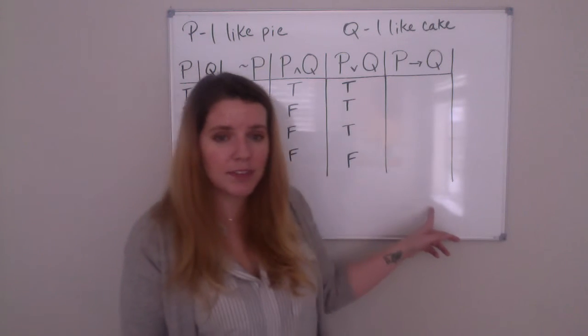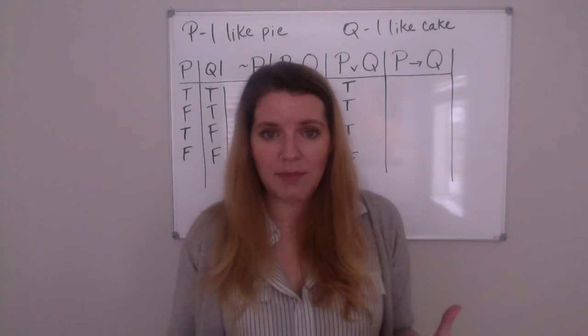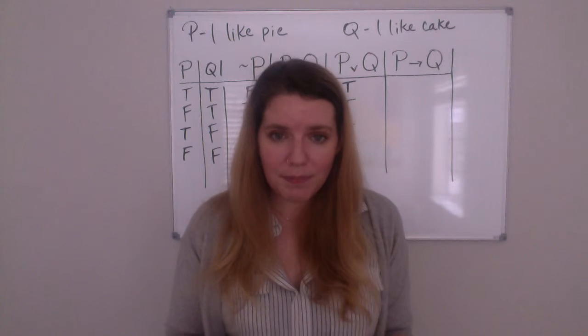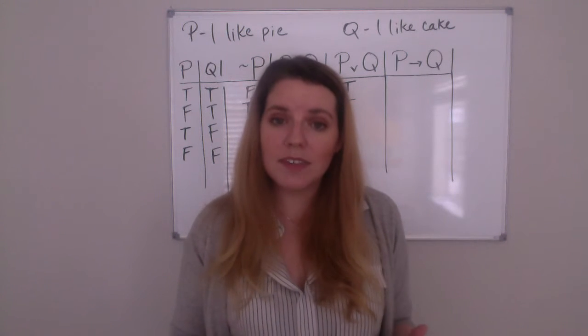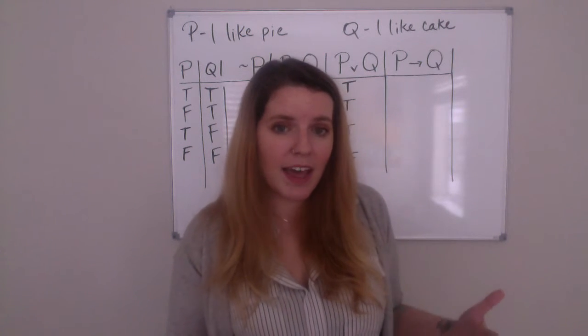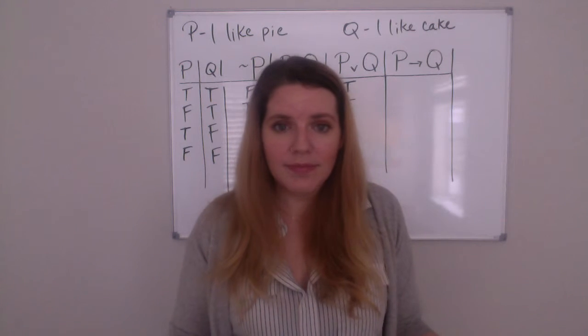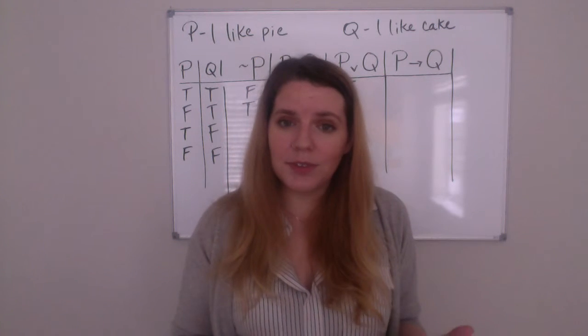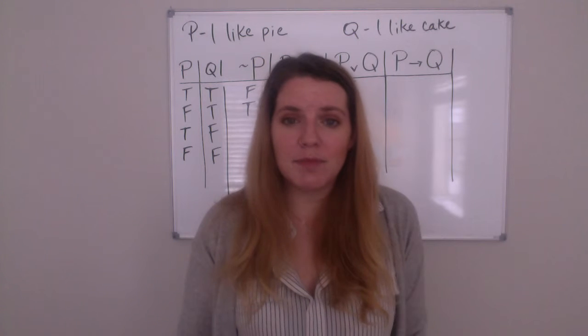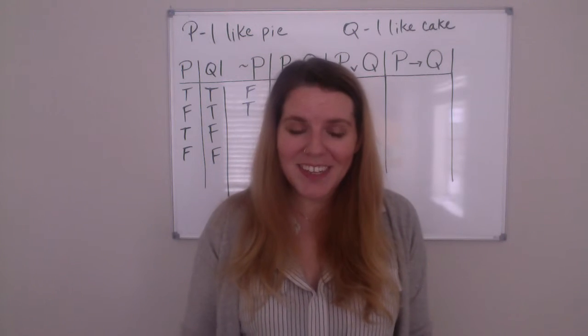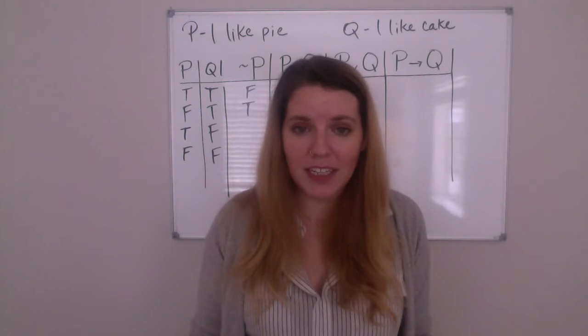All right, so the last one is the conditional claim. I'm going to read this as if P, then Q. I'll say something like, if I like pie, then I like cake. So what has to be true, what has to be false for this whole claim to be true or false? Meaning, what does this truth table look like?